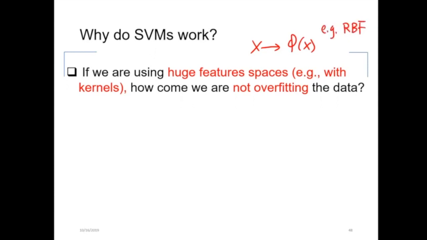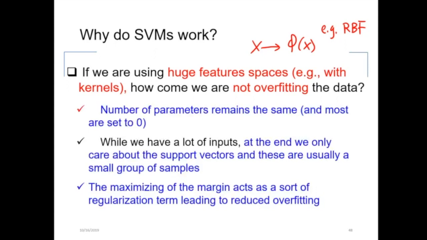Now it's very easy to think about the bias and variance trade-off, right? You have such a flexible model. You're using this infinite size of space to represent my point. Why not overfitting? The reason is, even though it's a huge feature space, the number of parameters remains the same.